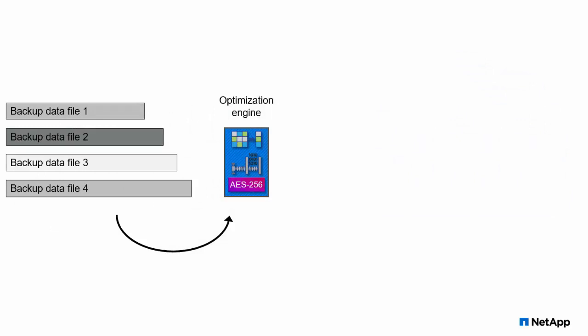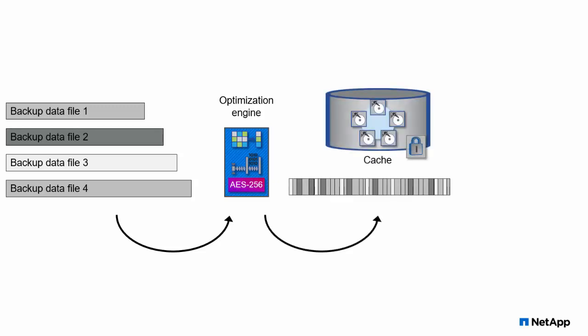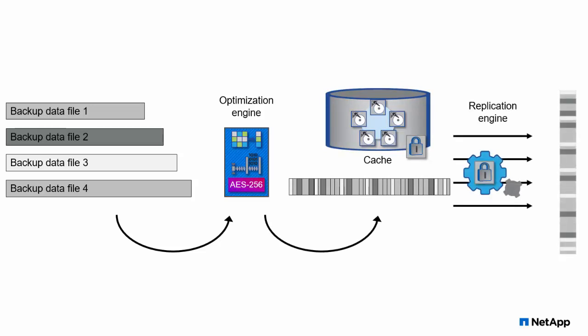The data is then optimized by applying variable length inline deduplication, compression, and AES 256-bit encryption before it is saved to the local AltaVault cache and replicated to the cloud using your internet link. The cache is used for quick recovery of recently backed up data, and cloud storage provides long-term recovery, archive, and disaster recovery for backup data.